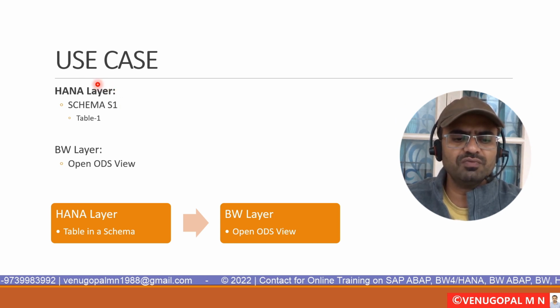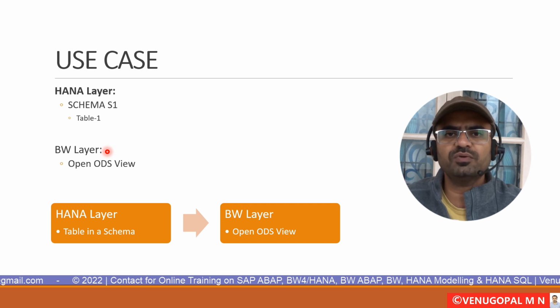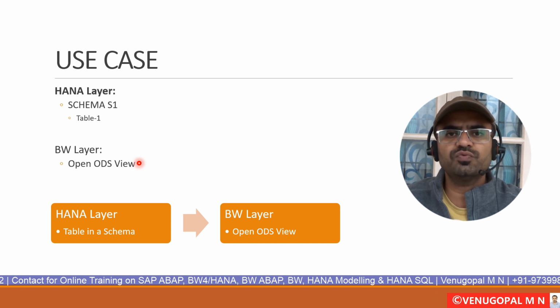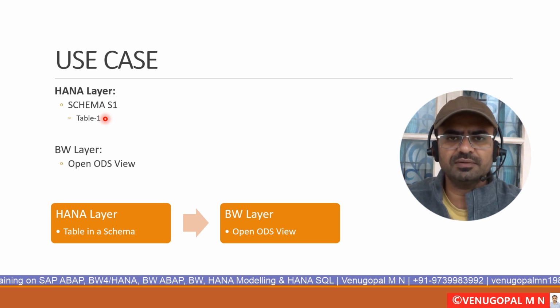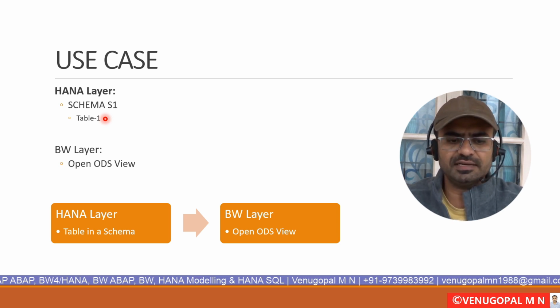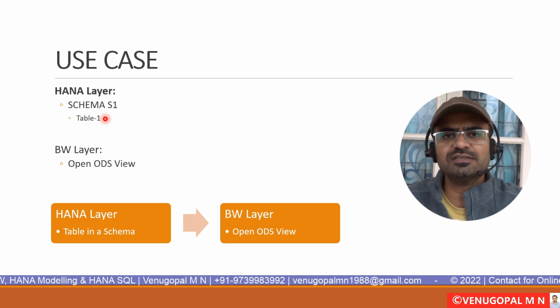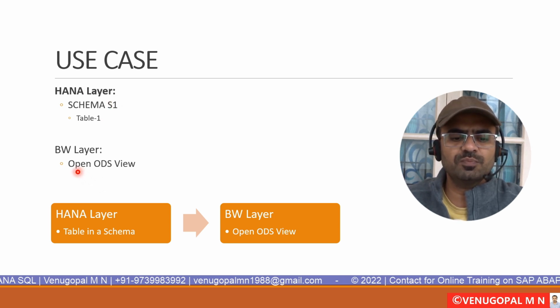Now what we wanted to do is create an Open ODS view at BW layer. As you are aware, what is the use of an Open ODS view? I wanted to consume it. Using an Open ODS view, we can consume the data present in a table of HANA, meaning a table present at HANA layer. And as you are aware, an Open ODS view can also be created on a DataSource or transformation and many other sources. As of now, in this session, we are just limiting ourselves to the scenario of an Open ODS view based on one of the tables present under a schema.